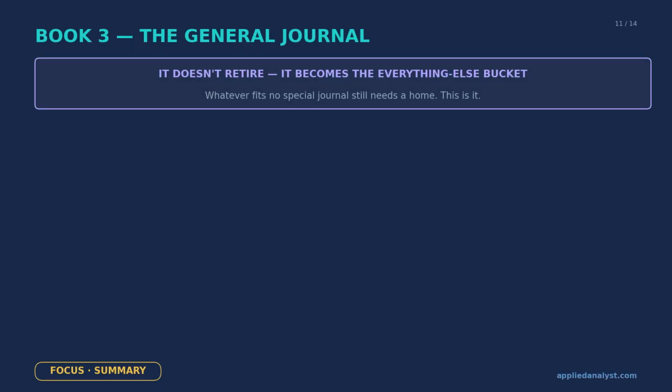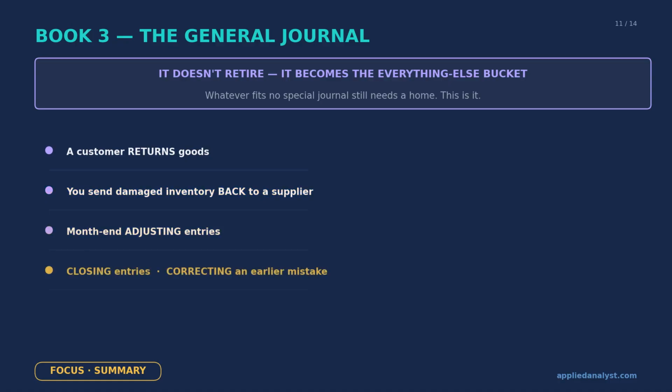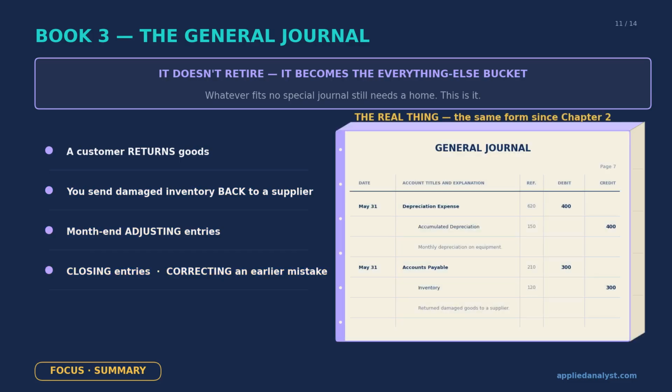Which brings us to the 3rd book. The general journal does not retire. It becomes the everything else bucket. A customer returns goods? General journal. You send damaged inventory back to a supplier? General journal. Adjusting entries, closing entries, correcting a mistake from March? All general journal. The rule is one line. If a transaction doesn't fit a special journal, it goes here.